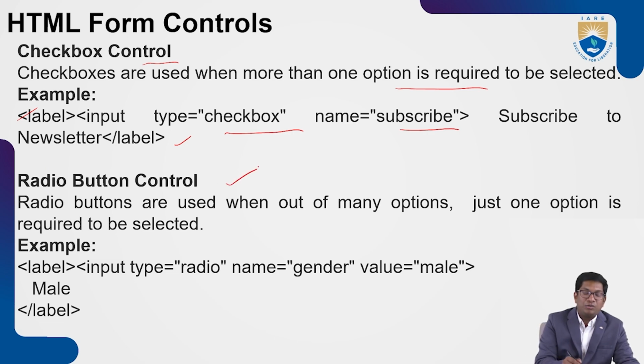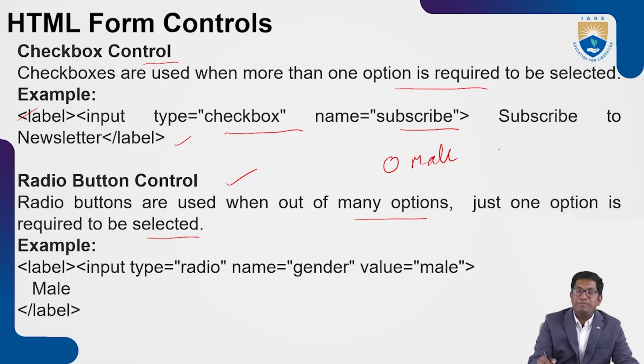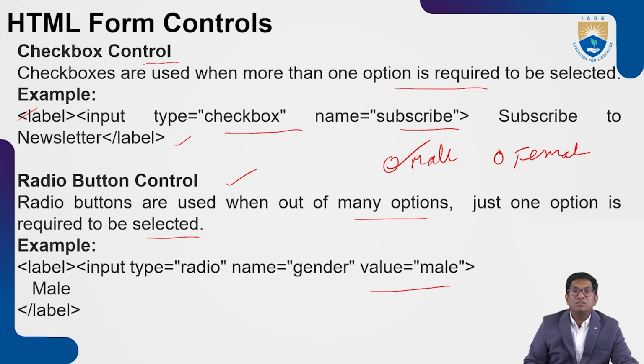Next one is the radio button control. When you have only one option, you have to use radio buttons. Just one option is required to be selected. Suppose you have to select the gender, male or female. You have to select any one, so you use the radio button. Input type is equal to radio, name is equal to gender, value is equal to male. So we have different buttons: checkbox and another one, radio button control.